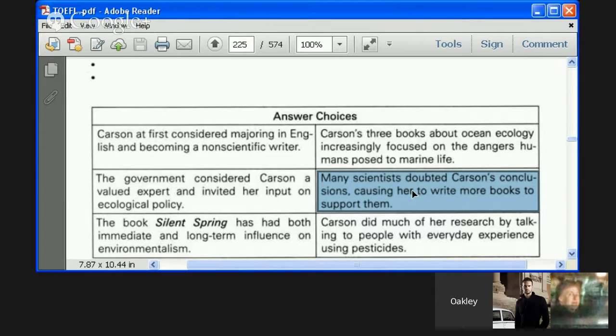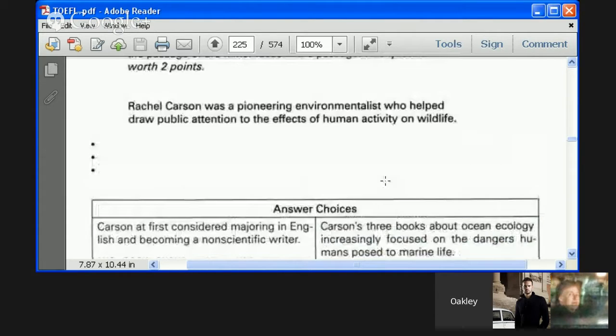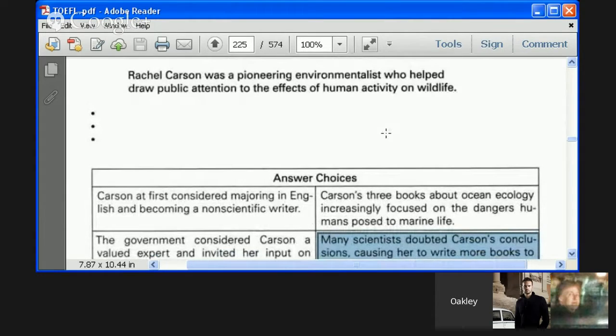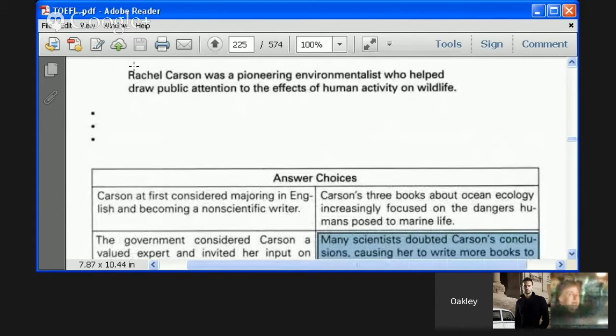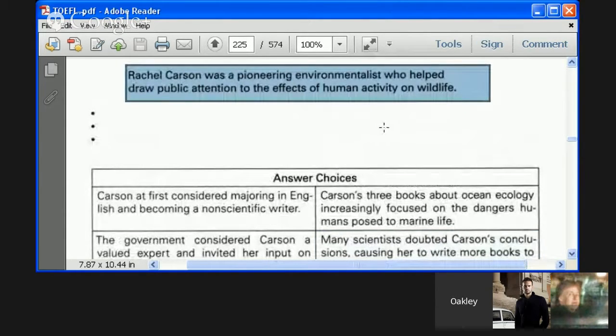Many scientists doubted Carson's conclusions, causing her to write more books to support them. What? Okay. What do you think? Does that match this statement? Maybe the reason why she turned to became like this.